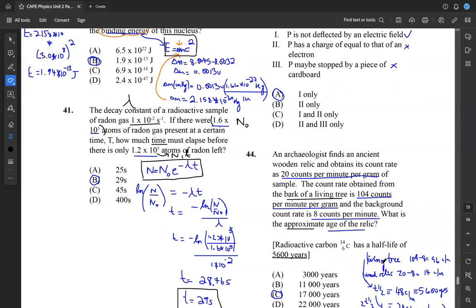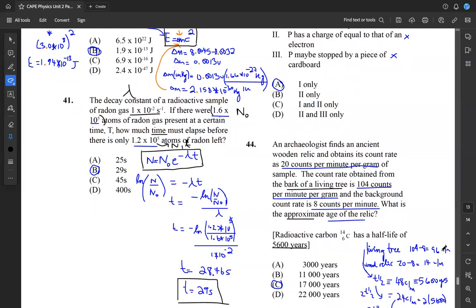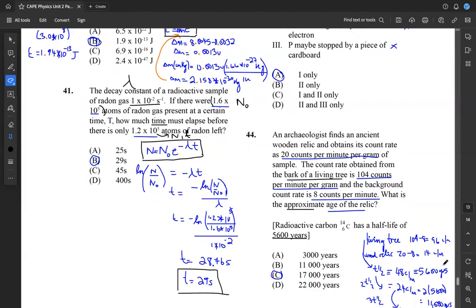So we have a living tree that they say has a count rate of 104, right? And then the background count rate is 8. So we have to subtract out the 8 from that. So really, the count rate of a living tree is going to be 104 minus 8. So that's 96 counts per minute per gram, right? Now for the wooden relic, we have to do the same thing. So we're going to subtract the background count rate of 8 from the 20. And that will give us a count rate of 14 counts per minute, right?